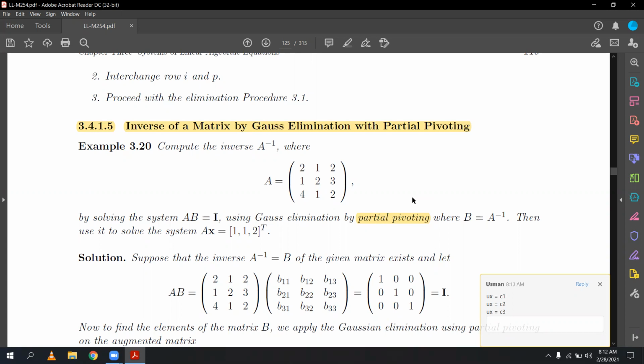Any question, please? Is it okay? Clear. Good.